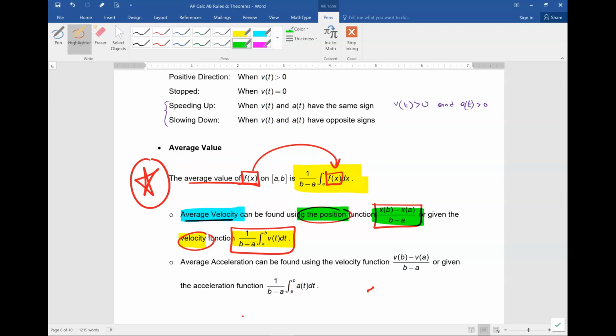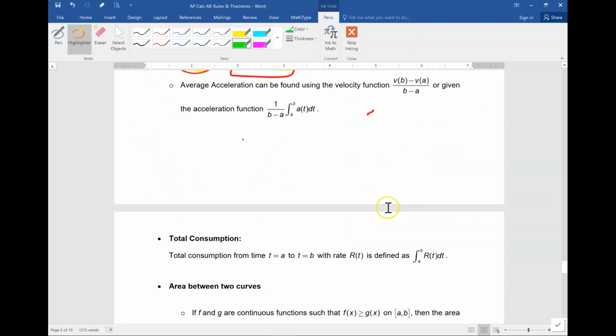If you want to find the average of a quantity, are you given that same quantity? Then you use this. Like if you want the average rate of change, if you want the average rate of the velocity, right? If you want the average velocity, ask yourself, are you given velocity? Yes, then use this. If you're not given velocity, then you have to do it this way. People mix these up. And same thing for acceleration.